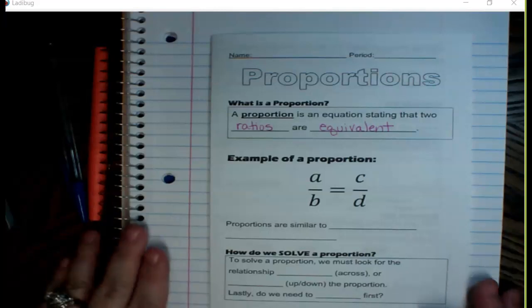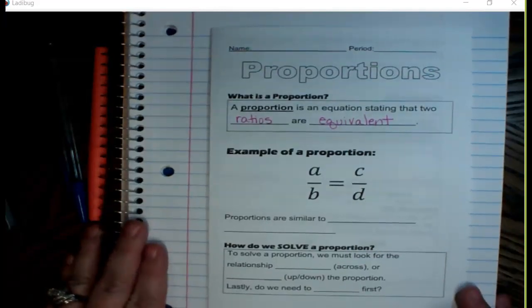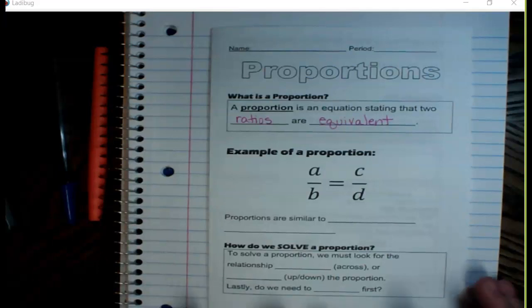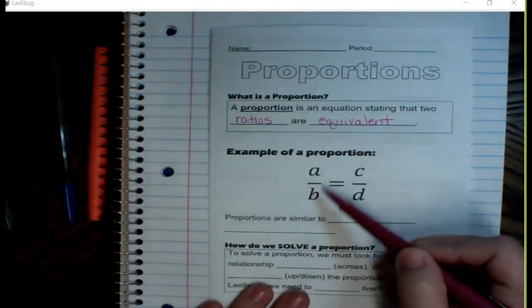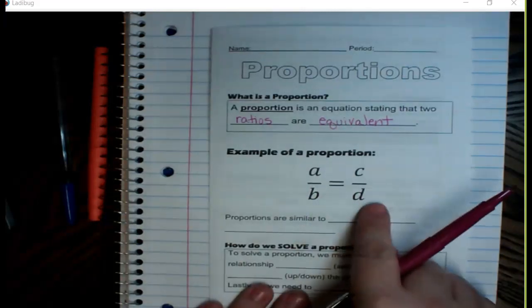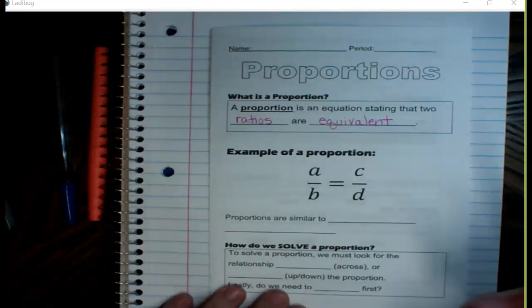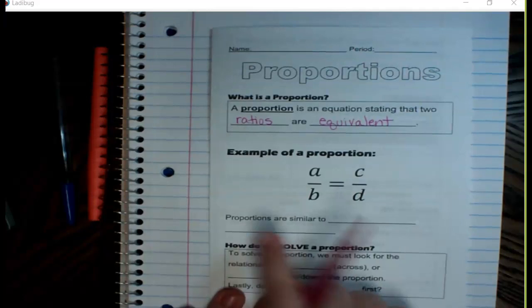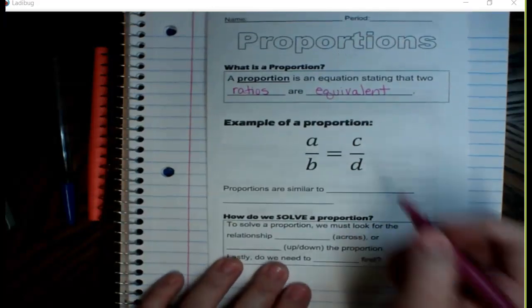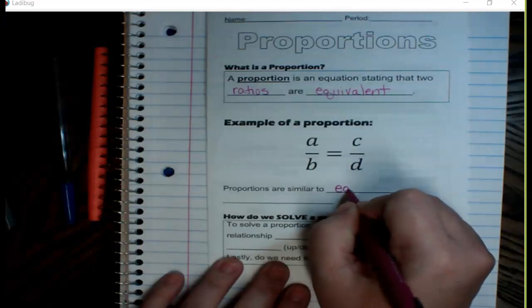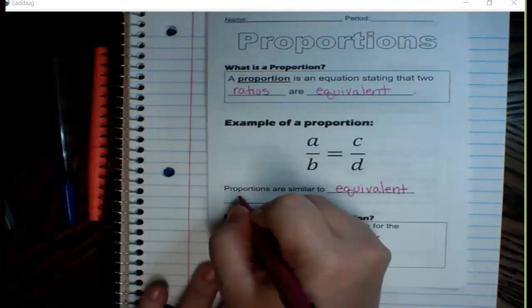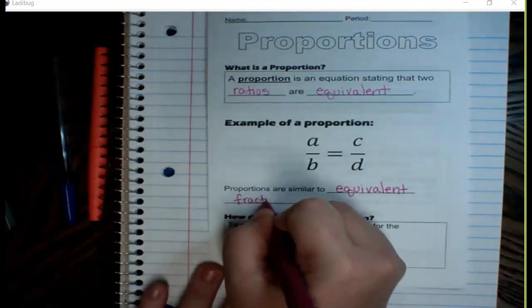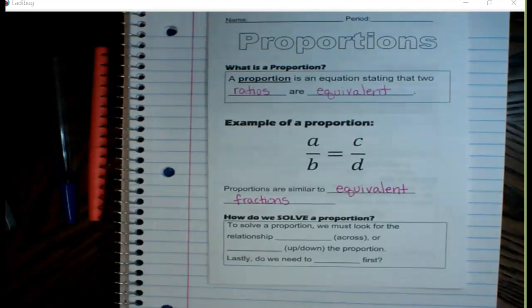And when we were learning about ratios, I told you that one of the most popular ways to write them mathematically is writing them like a fraction. So you can see in this example, I have my first ratio, A over B, is equal to my second ratio, C over D. So here you can see that proportions are similar to equivalent fractions.